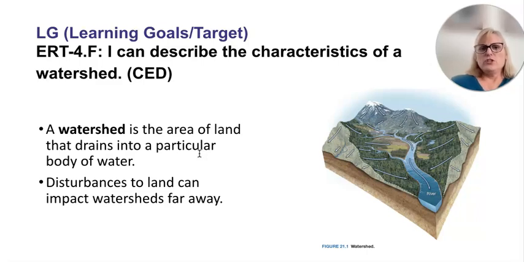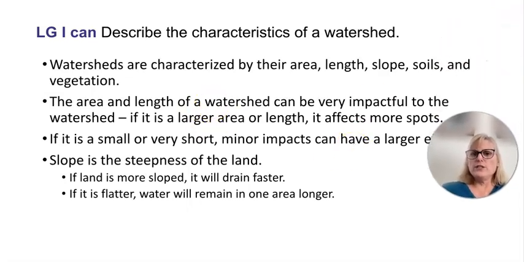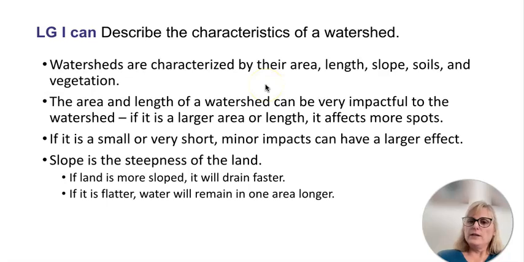So you need to know the definition of a watershed, which is the area of land that drains into a particular body of water, and that you can have disturbances like clear cutting a forest or a housing development that can impact a watershed far away, because some of these places that drain into a river are miles and miles and miles away. Okay, so you need to know that watersheds are characterized by their area, length, slope, soils, and vegetation.